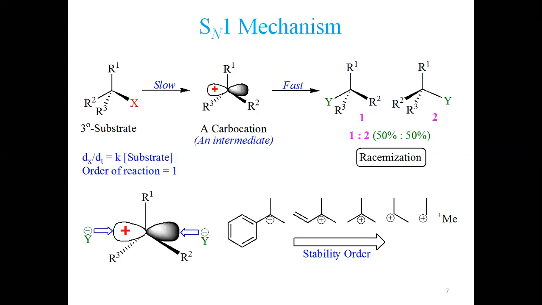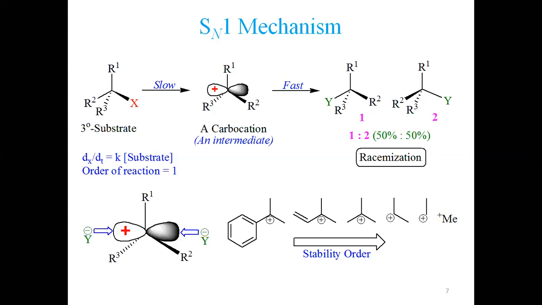SN1 reaction stereochemically causes racemization, but SN2 causes what? Walden inversion, or inversion in configuration. This is what we normally observe in SN2. So SN2 stereochemically undergoes Walden inversion, whereas SN1 always undergoes racemization. So this is the difference between SN2 and SN1.